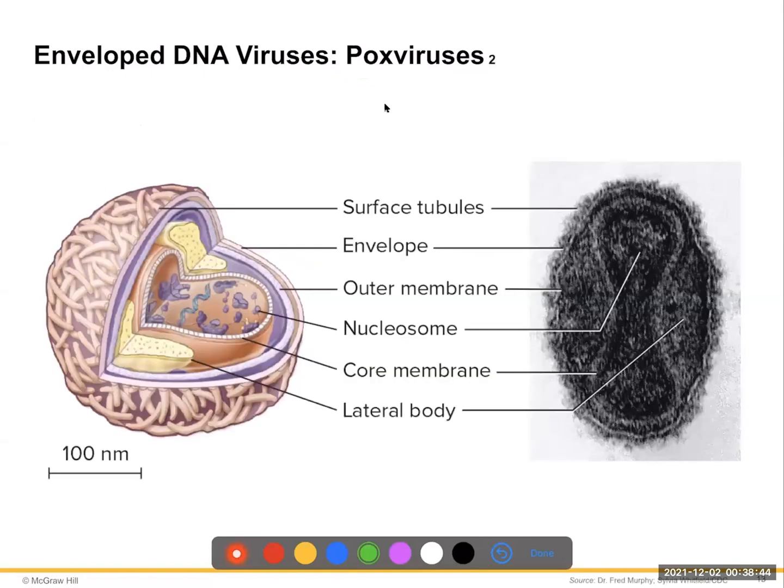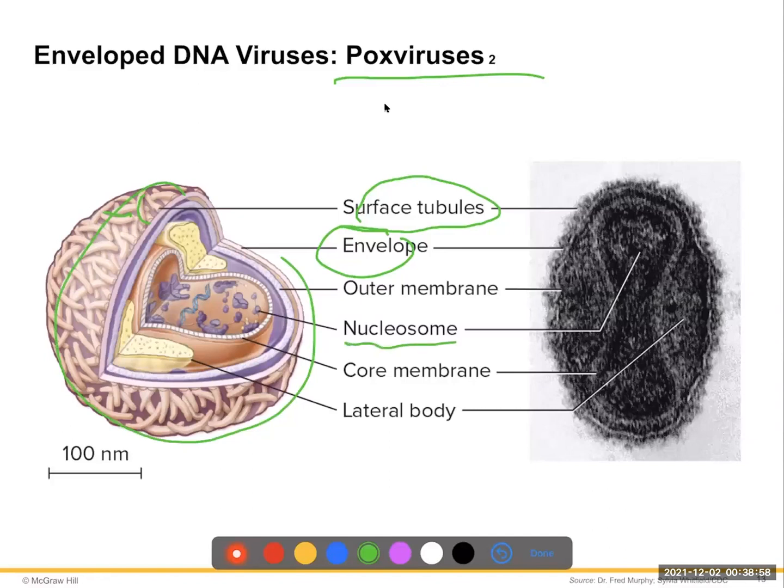Okay, this is the pox virus, with the envelope. They have surface tubules. You can see on the outside here, these little tubules. They have an envelope. This envelope surrounds the entire virus. They have an outer membrane, a nucleosome, which is inside the nucleus. They have a core membrane, and they have lateral bodies surrounding the nucleic acids.